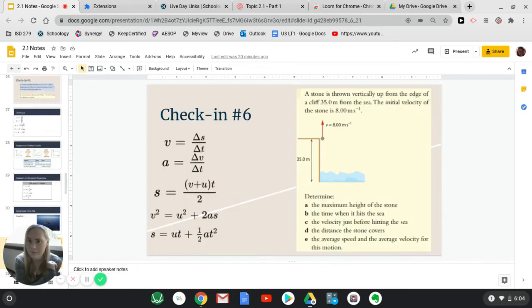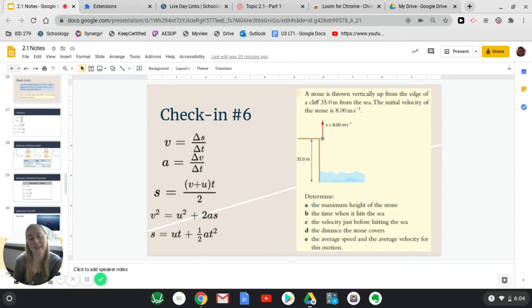So let's try it. We have a stone which is thrown up from the edge of a cliff, which is 35 meters up, and its initial velocity is 8. They didn't really give us a lot, but if you think about it, we know that stones are under the influence of gravity only, so we know its acceleration is 9.8. So we have A, we know its initial velocity is 8, so we have U. And we do have a distance, but we'll see if that's useful depending on what we're looking for.